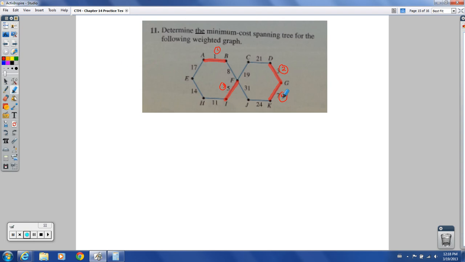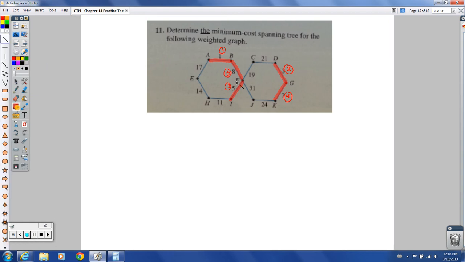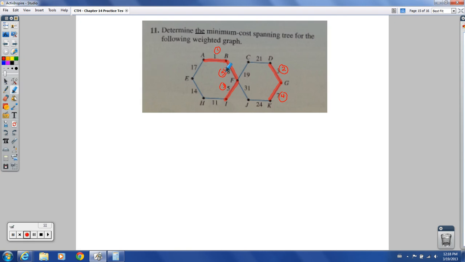Alright, next up I got 7, 8, yep, I would want to pick this one because that doesn't make a circuit yet. So it's 5th. Okay. Got 8, looks like 11 would be the next one and still doesn't make any circuits, so that would be a good choice right there, or the choice I would have to make. And then 14 would be next. So that was the 7th choice I made.